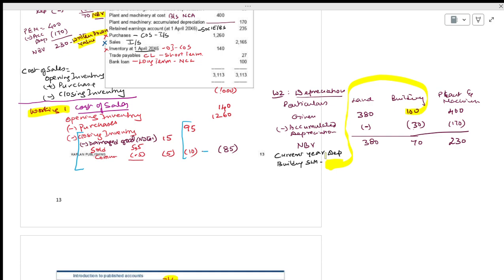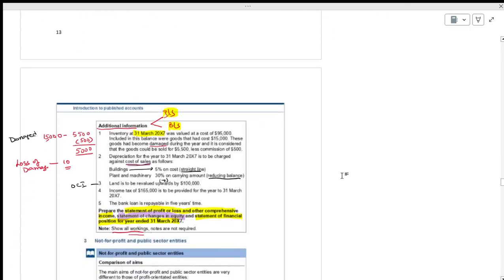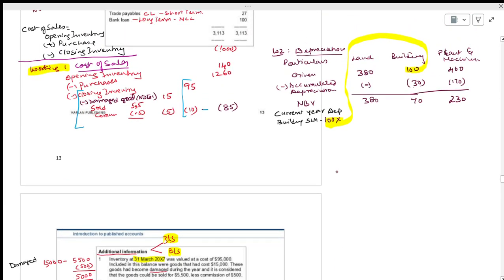Is it right? How much is there? This is 100 times, what is the percentage they gave? 5%. On cost. On cost means original value. 5%. How much will it come? 5. Is it okay? 100 into 5%, how much? 100 into 5 by 100. Do the calculation. Where is the calculator?